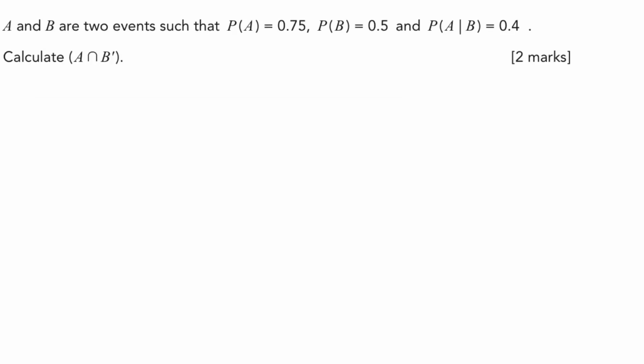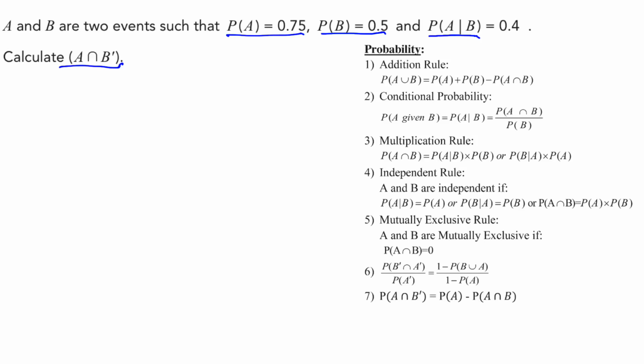In this question, we have been given probability of A and probability of B, and probability of A given B is 0.4. Calculate A intersection B complement. Whenever you have a probability question, the first thing you should do is open your formula sheet and look at the rules. You have to find A intersection B complement. That is here. To do that, you need to have probability of A and probability of A intersection B. You already have probability of A, so you need to find probability of A intersection B.